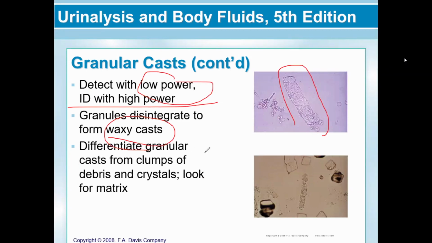And the waxy cast, guys, is different from our hyaline. Hyaline looks faint. Waxy is more highly refractile. If you compare, the red cell is like a ghost, very faint, but bubbles, for example, are highly refractile. That's the comparison between waxy cast and hyaline. Hyaline is very faint. Waxy is highly refractile. So differentiate granular cast from clumps of debris and crystals.